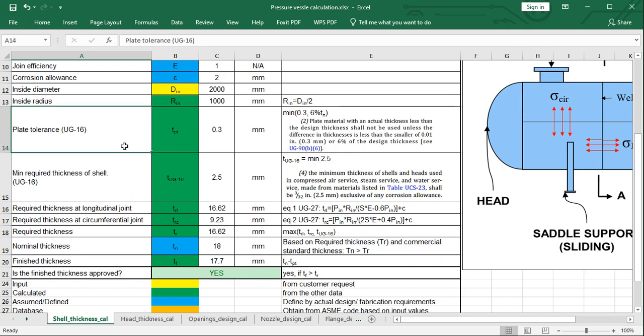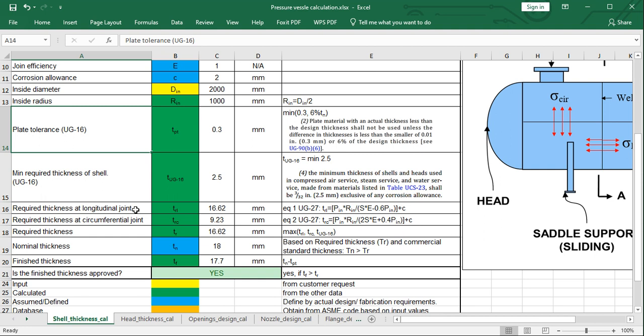The next one is the plate tolerance based on UG-16. This plate tolerance is the difference between the actual thickness of the steel plate, which is used for fabricating the shell, and the design thickness that I'll talk about in this session. According to UG-16, this value must be smaller than 0.3 millimeter or smaller than 6% of the design thickness. So in this case, it is equal to 0.3 millimeters.